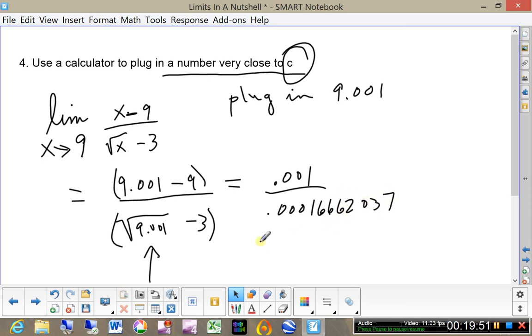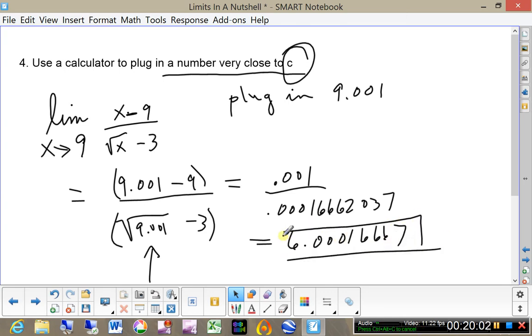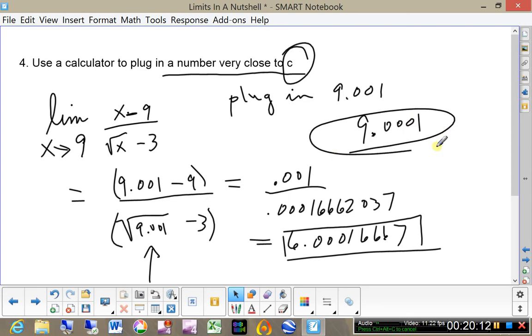0.001666237. Multiply that out and you get 6.00016667, and you conclude that the limit is probably 6. If you plugged in 9.0001, if your calculator was that accurate, then you would get a number even closer to 6.